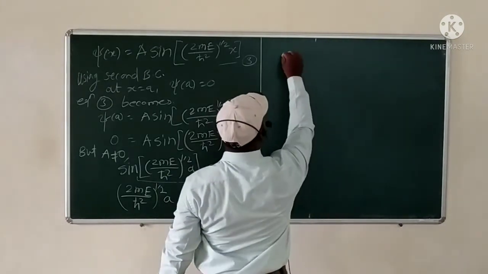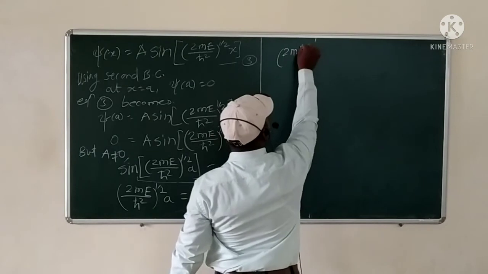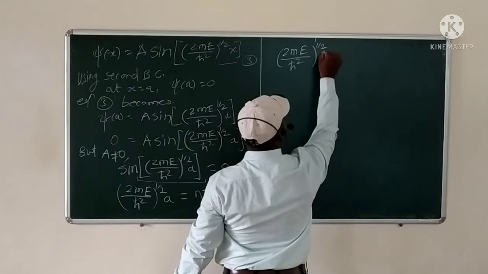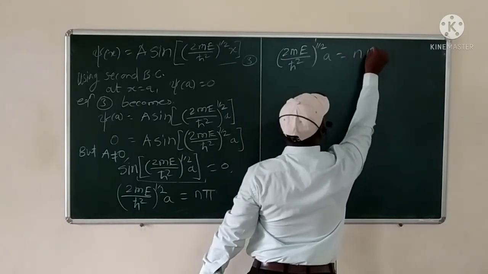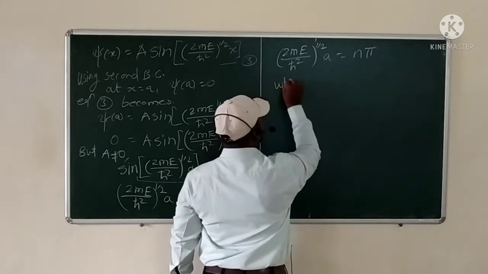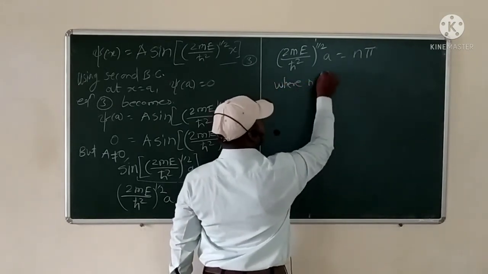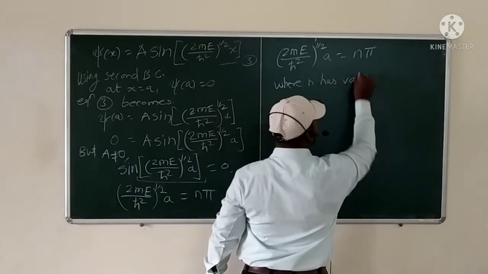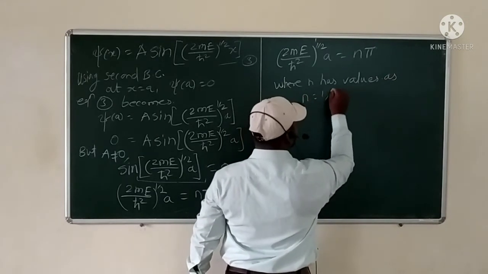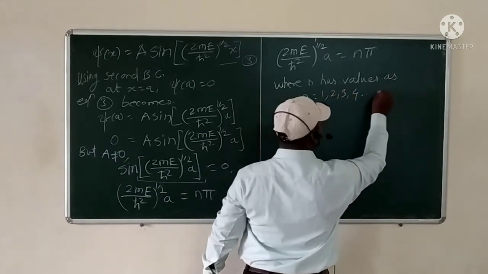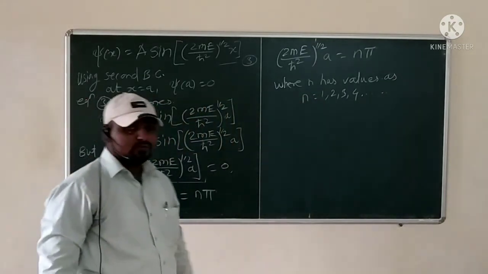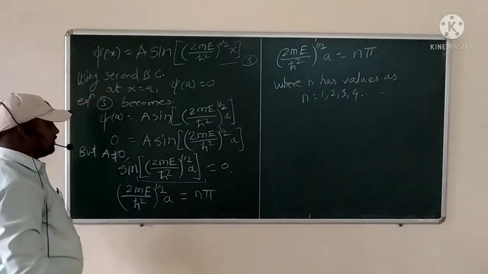Now we say that twice mE by h cross square, in brackets to the power 1 by 2, times a, is equal to n pi, where n has values n equal to 1, 2, 3, 4 and so on. But there is a special case: n is not equal to 0. Why are we not using n equal to 0?